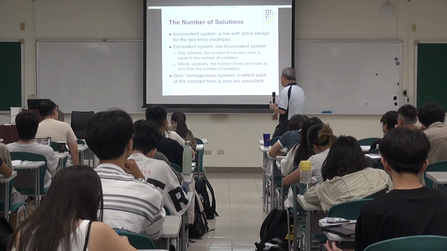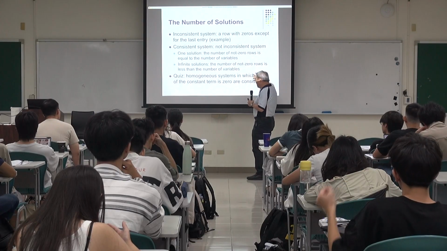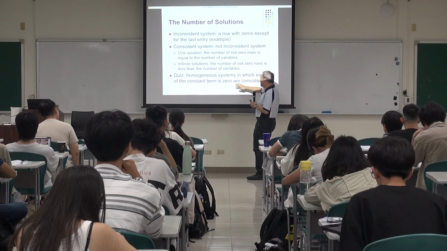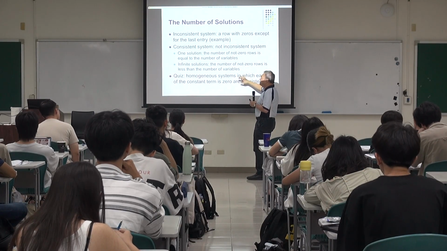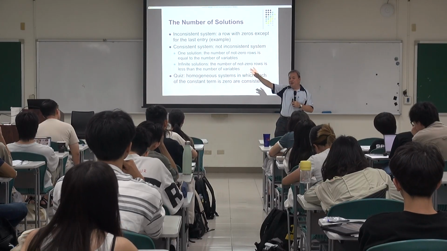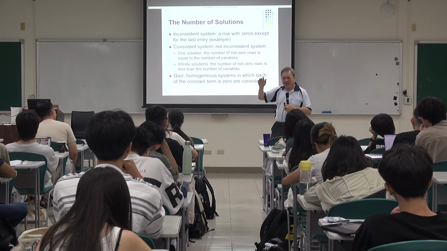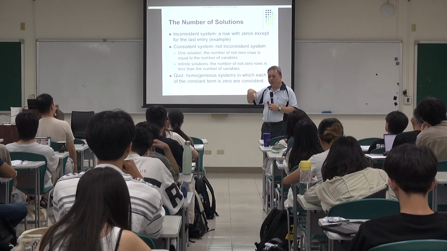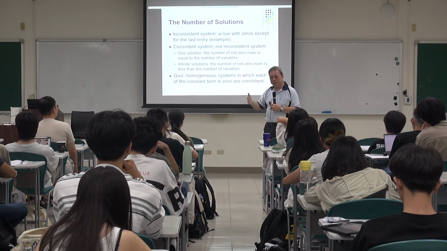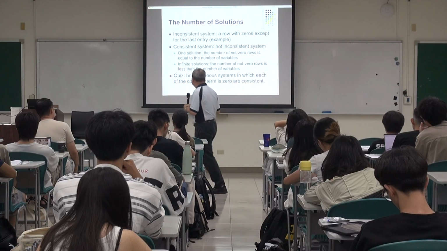Okay, so homogeneous system, okay. First, it must be consistent. Second, if it has one solution, it must be all 0. If you have any non-all-0 solution, then you have an infinite number of solutions for a homogeneous system. Okay?